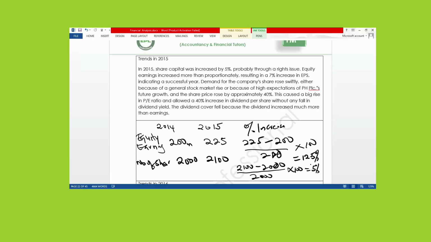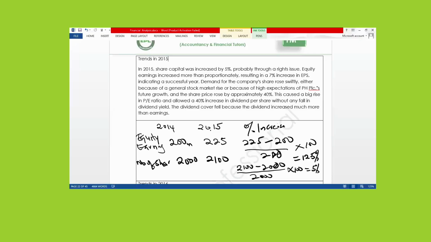The examiner says, explain to me what has happened. Now look at the trend in 2015. In 2015, share capital was increased by 5%, probably through a rights issue. That means we have issued additional shares. Most likely, the company did a rights issue.